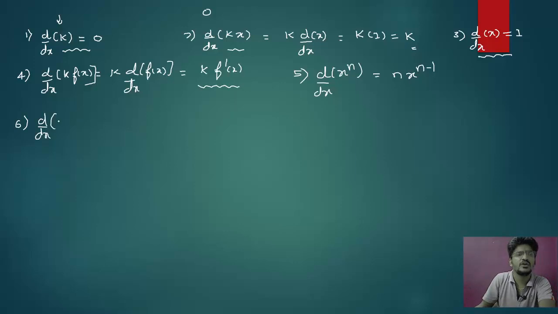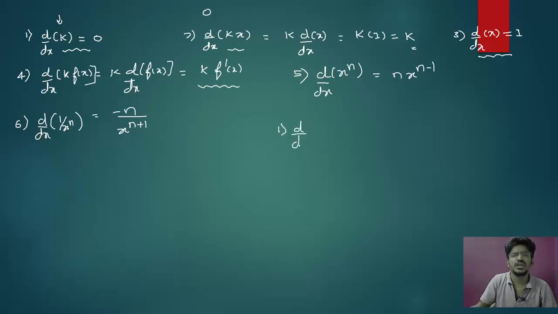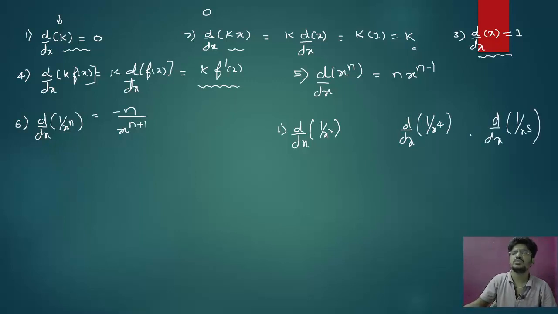d by dx of 1 by x to the power of n. That will be minus n divided by x to the power of n plus 1. So now what you have to do? Take d by dx of 1 by x square. Take d by dx of 1 by x raised to 4. Take d by dx of 1 by x raised to 5, and you simplify them.